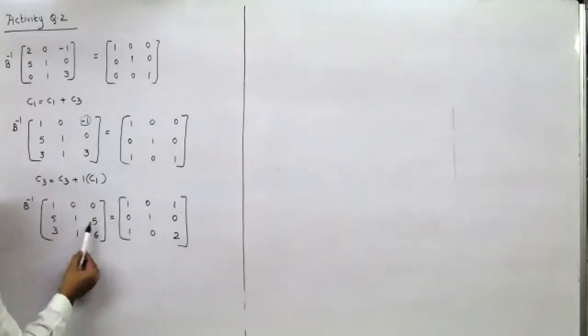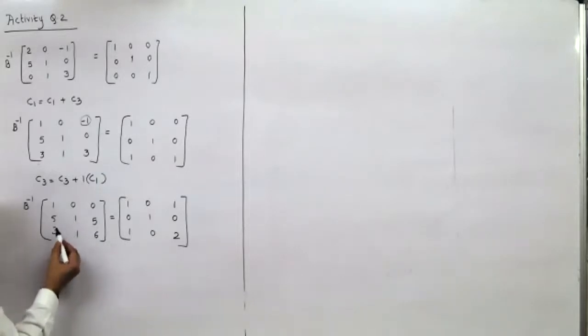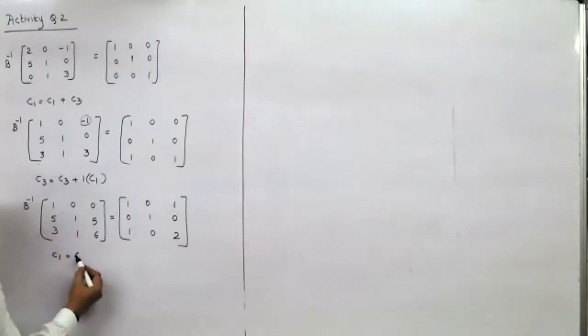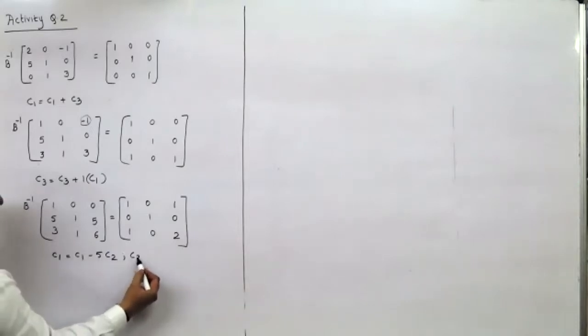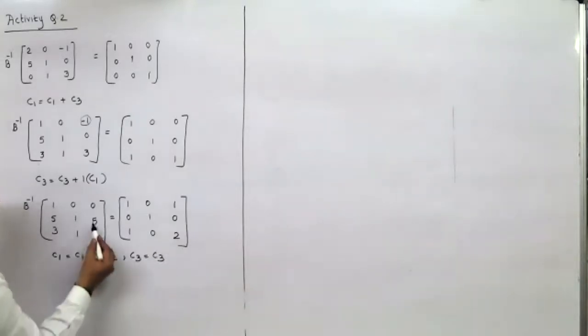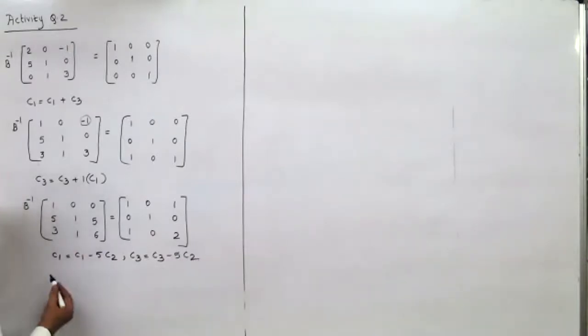Now here, the next step would be to make this one. This is already 1. These two should be 0 using this one. So what I'll do is, I'll take C1 as C1 minus 5 times the one with 1. And I'll take C3 minus 5 times C2.